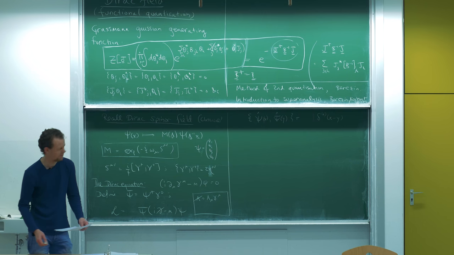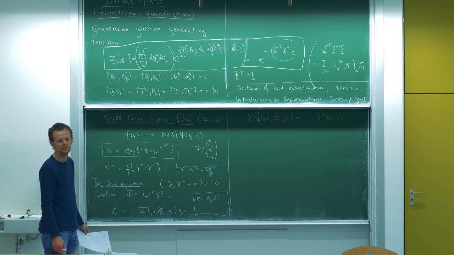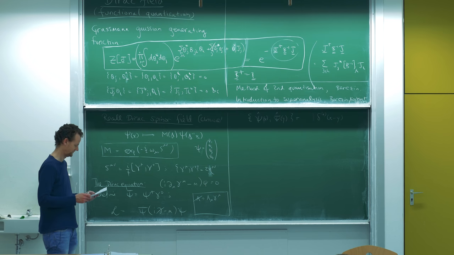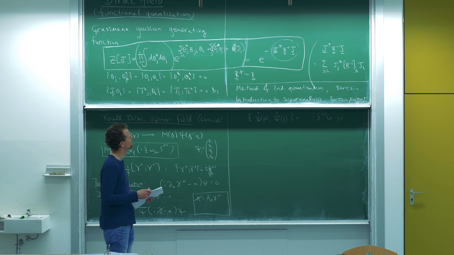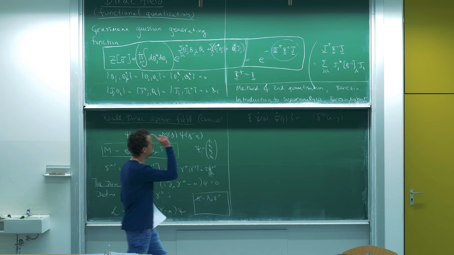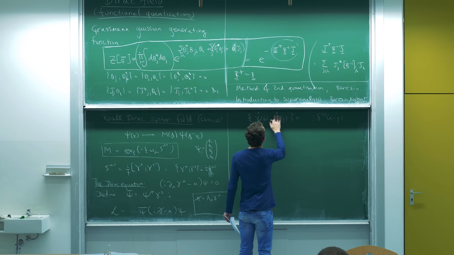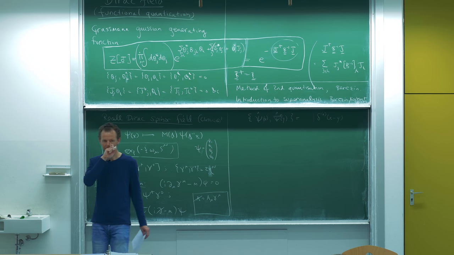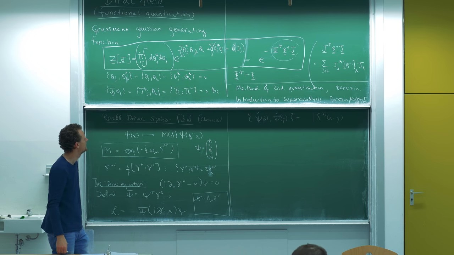I can't for the moment remember if there's an i there or not. I don't think there's an i there. Does anyone remember? Is there an i on the anti-commutation relations for the Dirac field? Don't think that there is. I know what's wrong. Now I think that's correct.